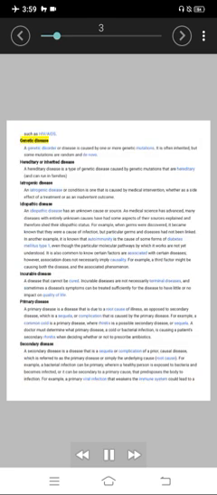Genetic disease. A genetic disorder or disease is caused by one or more genetic mutations. It is often inherited, but some mutations are random and de novo. Hereditary or inherited disease. A hereditary disease is a type of genetic disease caused by genetic mutations that are hereditary and can run in families.